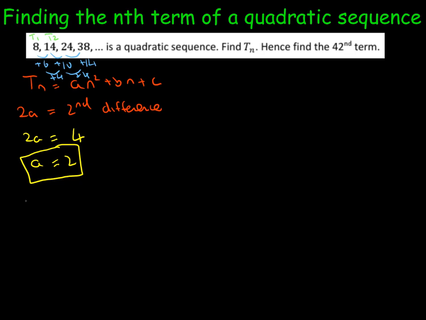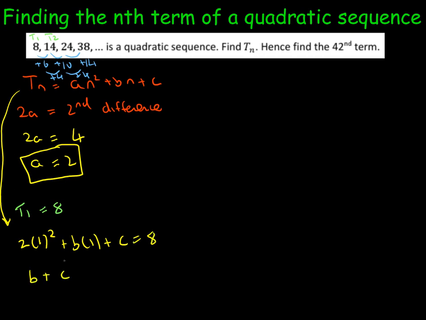So knowing that t1 is equal to 8, using your formula here, you sub 1 in for n, so you already know a, so 2 by 1 squared, plus b by 1 plus c, and that's equal to 8. When you tidy it up, you get a simultaneous equation. It looks like b plus c is equal to, this becomes 1 squared is 1, 1 by 2 is 2, 8 minus 2 is 6. That's your first simultaneous equation.